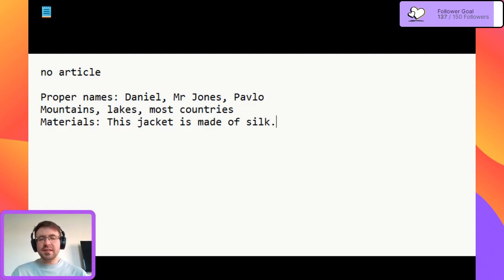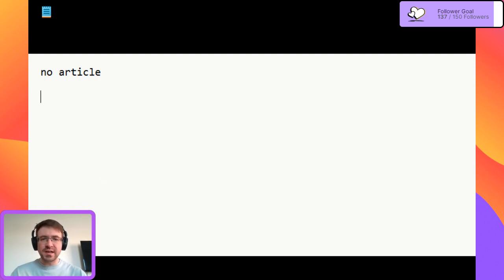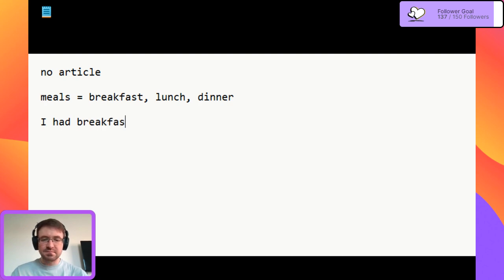And one other thing, there are quite a few others, but one other thing I want to point out with no article, because this is a very typical mistake from Ukrainian speakers, is we don't normally use an article with meals. So breakfast, lunch and dinner. Usually an article is not needed. So we can say, for example, I had breakfast this morning at 8 a.m. We don't say I had a breakfast this morning at 8 a.m.